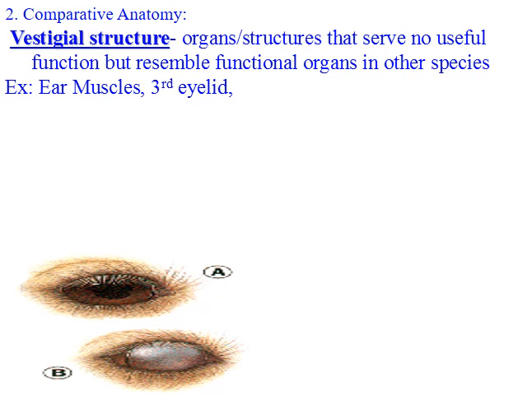All right. Going on with another key term in comparative anatomy, and this is vestigial structure. Now, a vestigial structure is an organ that serves no useful function, but it does resemble a functional organ in other species, and humans actually have a few of these. Humans have ear muscles, we'll talk about those, and a third eyelid.